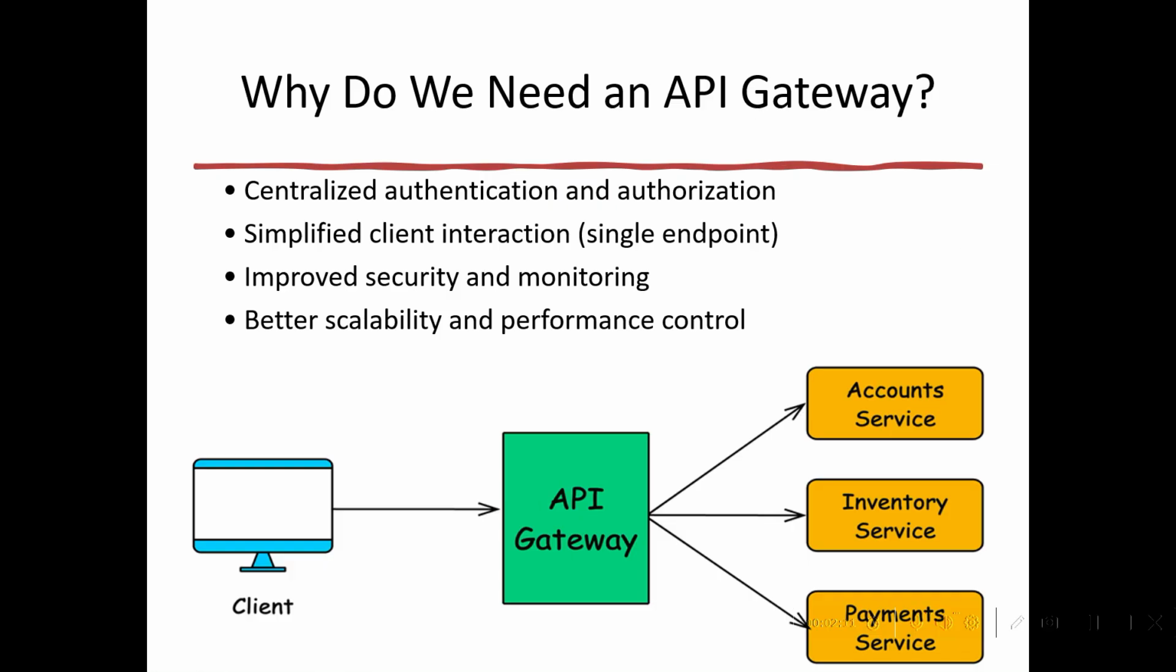Now, why do we need an API gateway? To have a centralized authentication and authorization approach, and simplified client interaction, with a single point: the client application will always call the API gateway. Then it will be the responsibility of the API gateway to pass the request to the account service, inventory service, or payment service based on the rules and URLs implemented on the API gateway. Also improved security and monitoring, and better scalability and performance control.